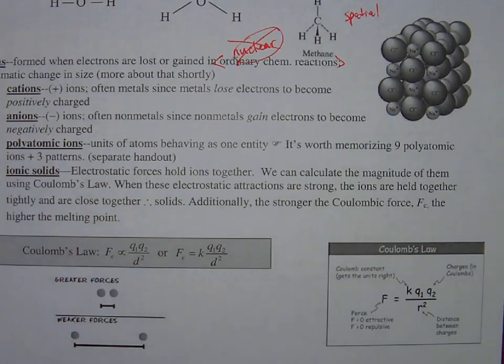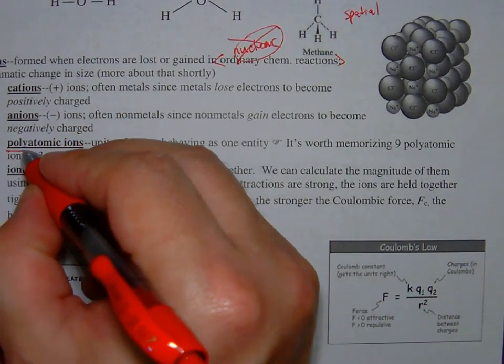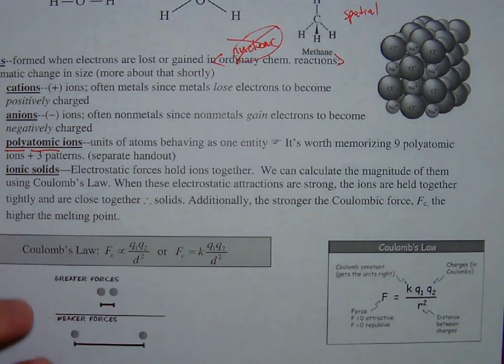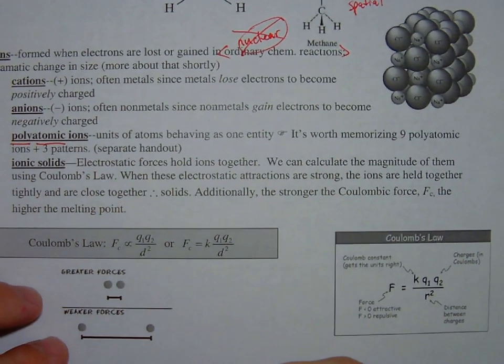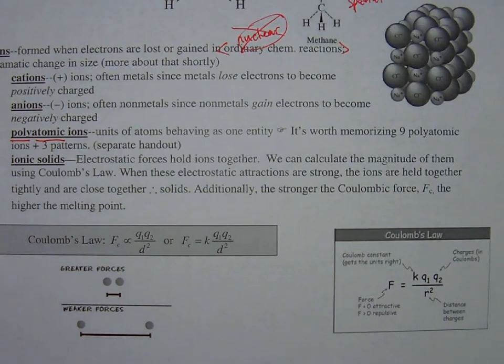We have polyatomic ions, right? Poly meaning many, atomic meaning atoms, so it's an ion that is made up of many atoms. They're units of atoms behaving as one entity.